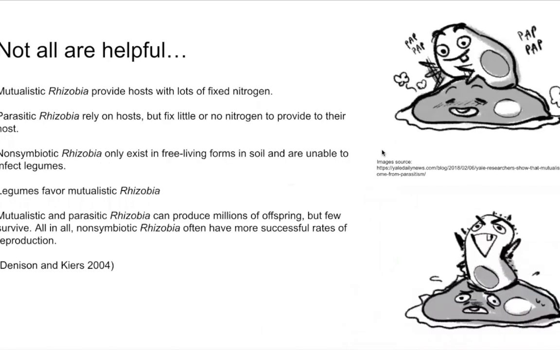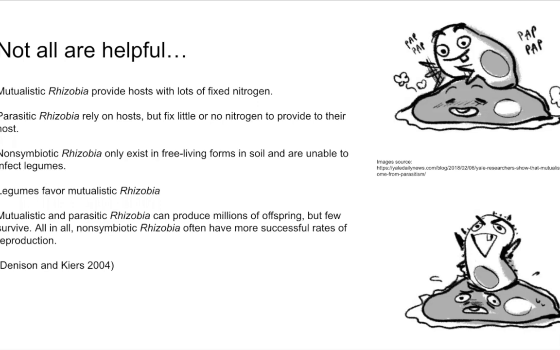Even within individual species of Rhizobium, specific strains can either be mutualistic, parasitic, or non-symbiotic. Mutualistic Rhizobia provide hosts with lots of fixed nitrogen. Parasitic Rhizobia rely on hosts, but fix little to no nitrogen to provide to their hosts. Non-symbiotic Rhizobia only exist in free living forms in soil and are unable to infect legumes at all.